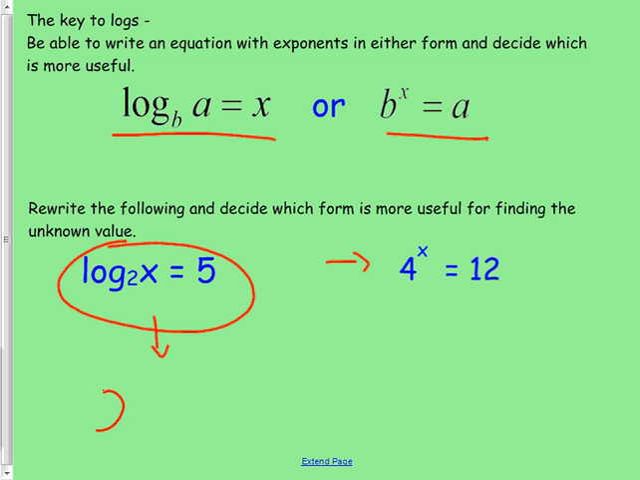Did you say 2 to the 5th equals x? So then you know what the answer is, because you know what 2 to the 5th is. What's 2 to the 5th? 32, so x is 32. Do you get that you just figured out a log problem? You did. Because you could change the log to an exponent, and you know how to do exponents. Okay, now let's go over to the exponent problem and rewrite it as a log.